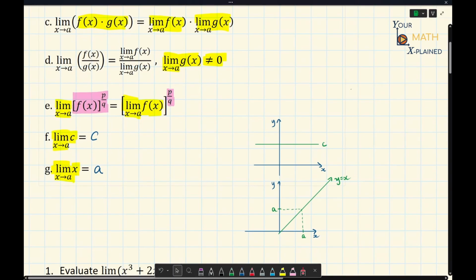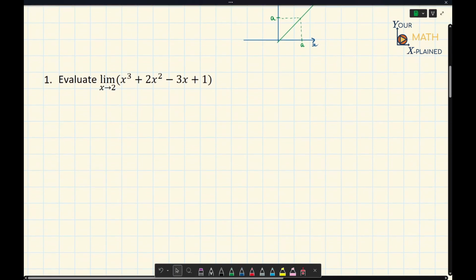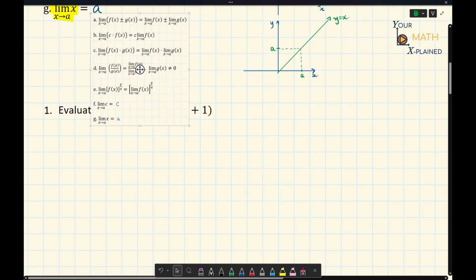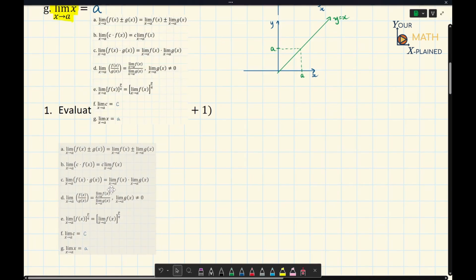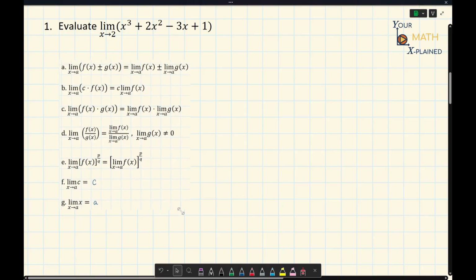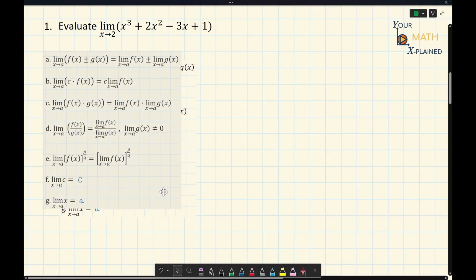And now let's take a look at how we can apply these limit laws. So here we want to find the limit as x approaches 2 of this expression here. So I am going to paste the limit laws from above right over here so we have access to them. And let's make that a little bit bigger so that we can see it.